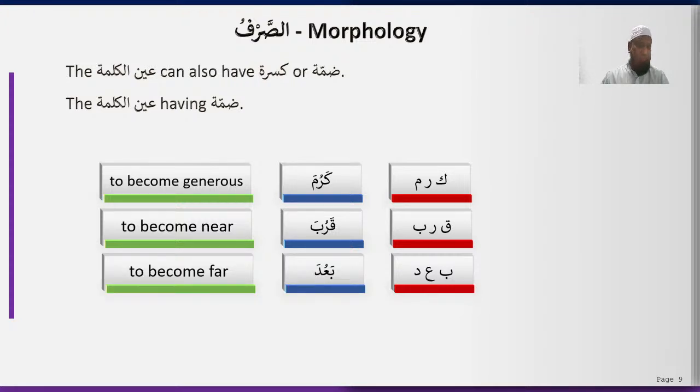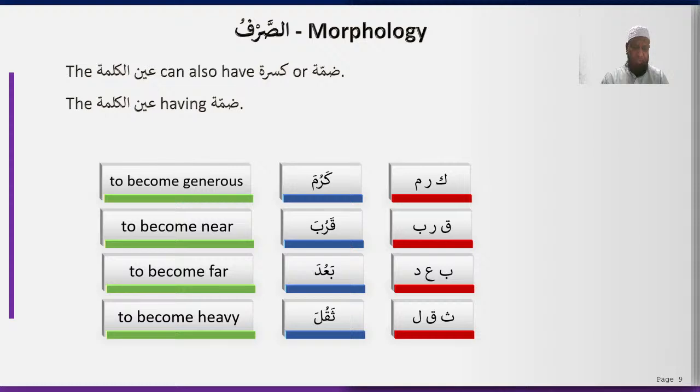ba'uda, to become far. And the tha, qaf, lam, we know the fa'ul kalima is fatha and the lamul kalima is fatha. That is the aynul kalima we're looking at. These 3 root letters fall in the group of aynul kalima dhamma. So it becomes thaqula, to become heavy.